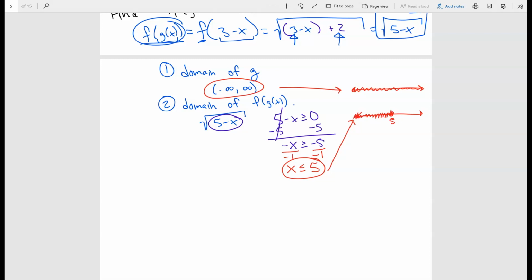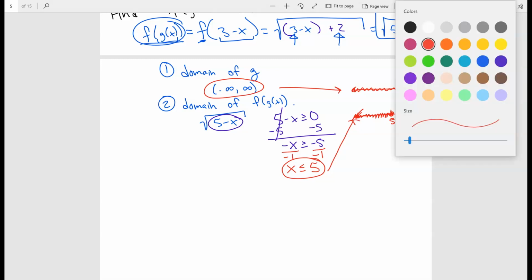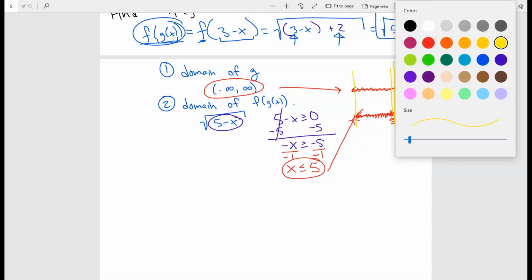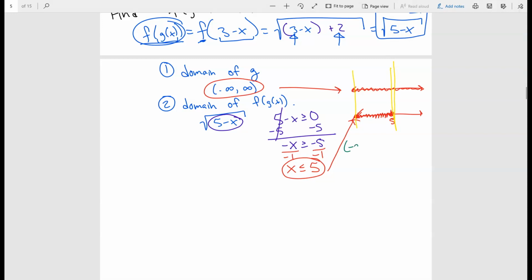Now we have to see what both of these have in common. They have everything in common all the way until 5, and everything else is not included. So it's going to be from negative infinity all the way until 5, and I'm including 5. So this is the domain of that function.